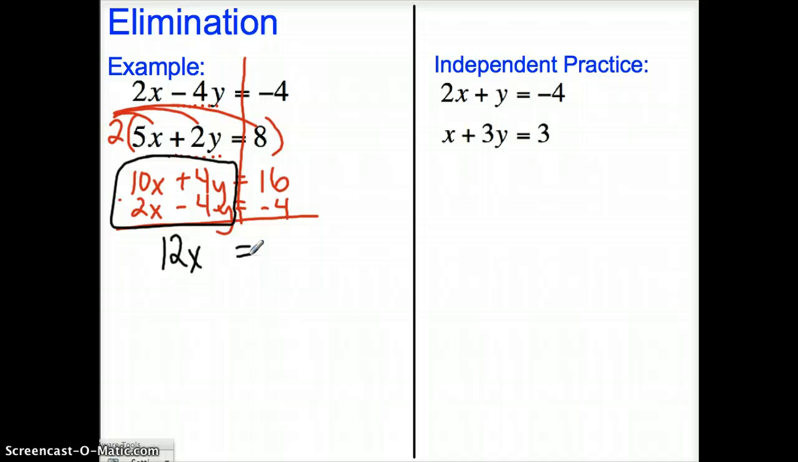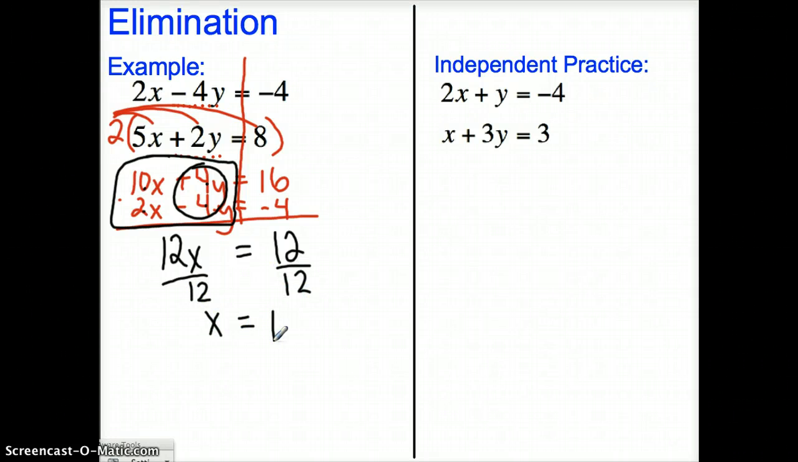So I'll get 12x equals 12. 10 plus 2 x's, the 4y's disappeared, and it equals 12. 16 minus 4 is 12. One last step, and I have x. So many students like this strategy because it gets you one variable really quickly. Now the second variable is going to take a little bit more work, but it's the same process.